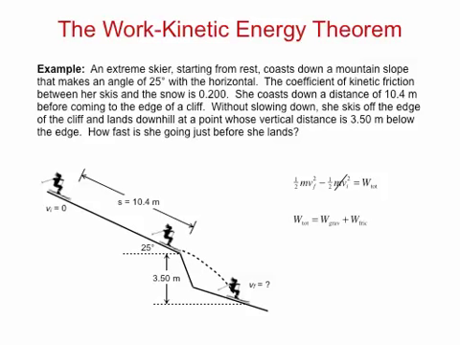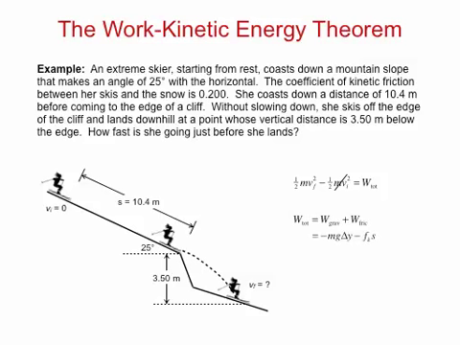The total work done on the skier is the sum of the work done by gravity and the work done by kinetic friction. The normal force does no work here because the skier's motion along the ski slope is perpendicular to it. And we know that forces perpendicular to displacements do no work.